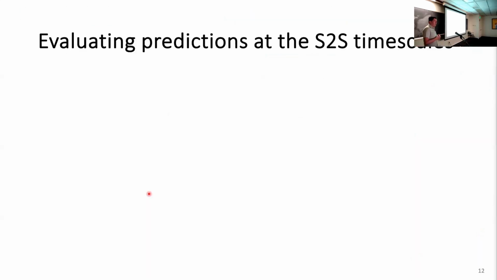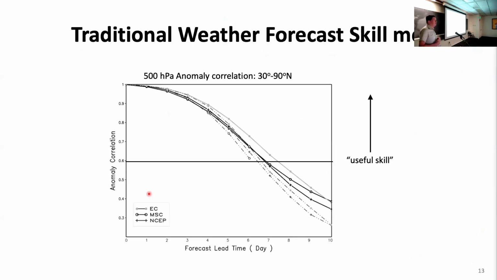So I want to talk a little bit about evaluating predictions at these S2S timescales. Traditionally in a weather forecast, this is the gold standard. It's the 500 millibar height anomaly correlation as a function of lead time. The x-axis is forecast lead, going from your initial condition at day 0 out to day 10. The y-axis is the anomaly correlation, so the pattern correlation between the observed 500 millibar height anomalies and the forecasted.